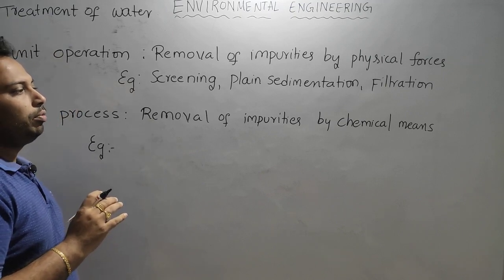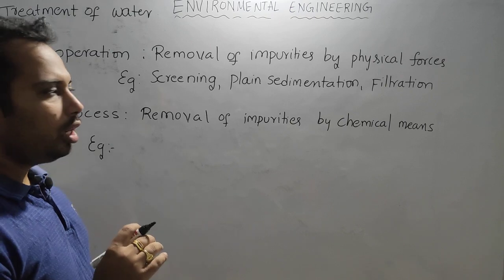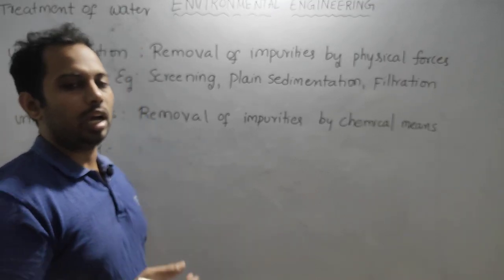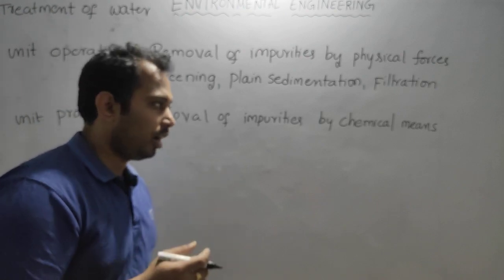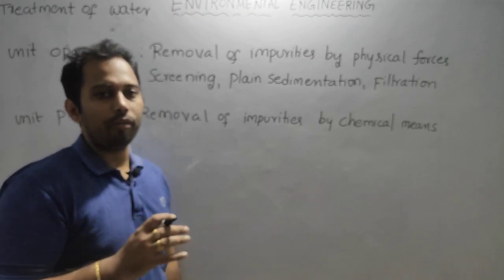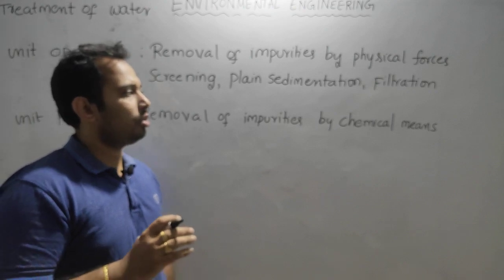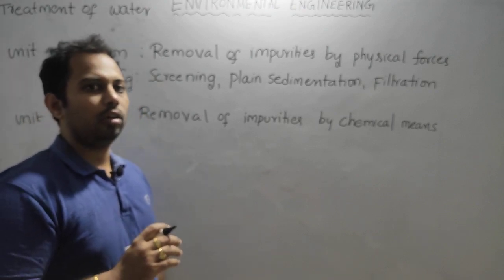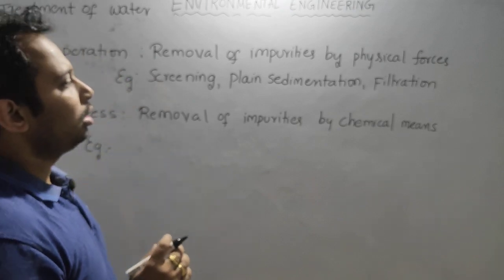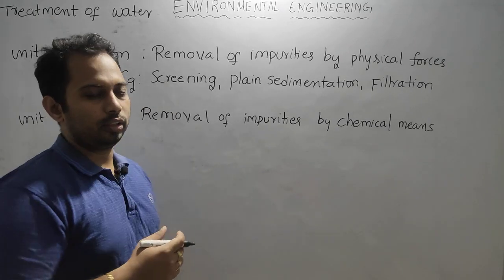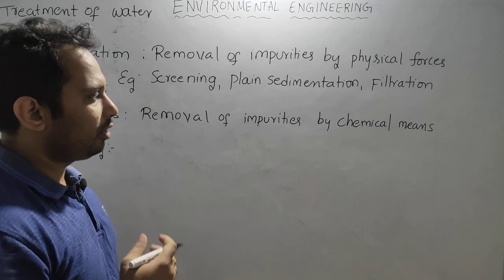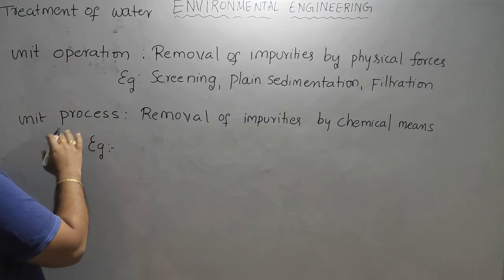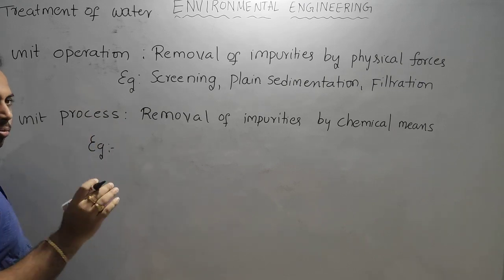Okay. So if you look at chlorination, chlorine is also a chemical which reacts with the metallic ions, which reacts with the microorganisms, and it forms some kind of reactions. That is why it is also removing the impurities by chemical means. So these removal processes by which we are using chemicals are called chemical removal. That is nothing but unit process. Unit process is chemical removal.